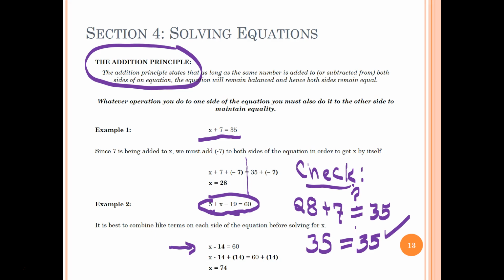Now, notice that 14 is being subtracted from x on the left-hand side of the equation. So if we add 14 to both sides, we can remove that 14 from the left-hand side and move it over to the right, leaving us with an answer of x equals 74. Checking something like this is as simple as just plugging it back in and thinking about it manually. Well, 74 minus 14 does in fact give us 60, so we know we've solved this one right.